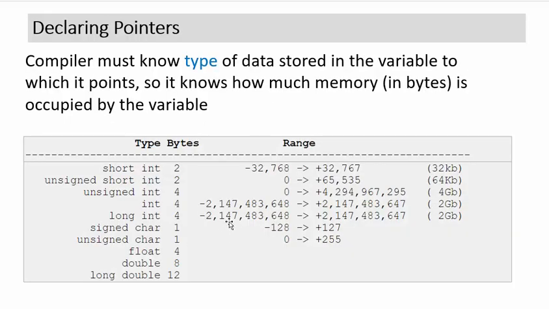So the compiler has to know what type of data is stored in the variable that you're pointing to, so it knows how much memory in bytes that the variable is going to occupy. So an int, for example, takes 4 bytes on my machine. It can vary, and it can be within this range of values.